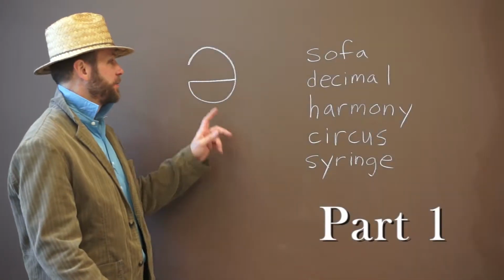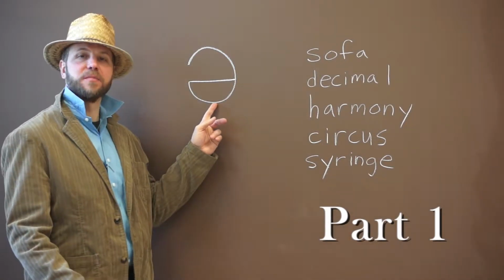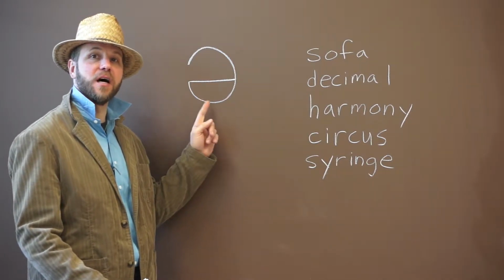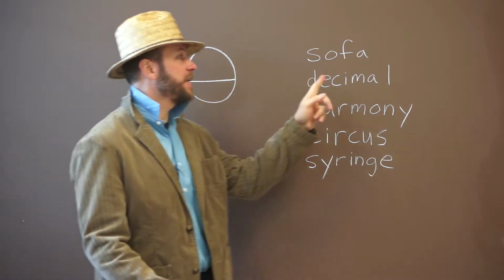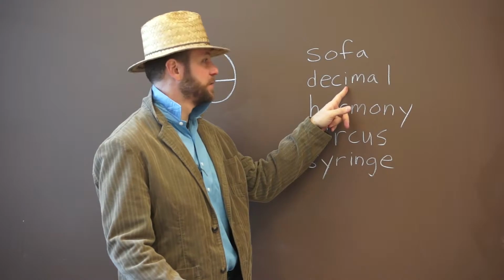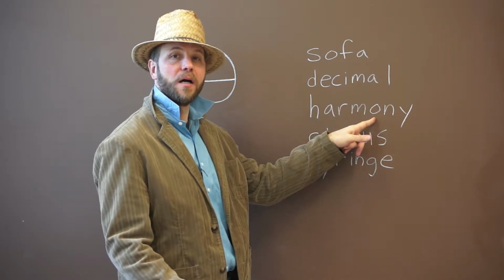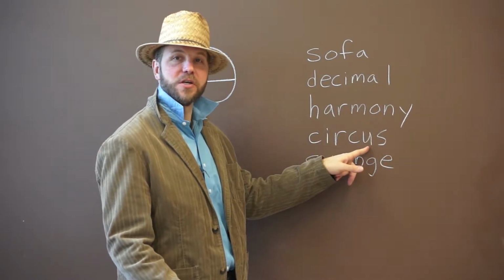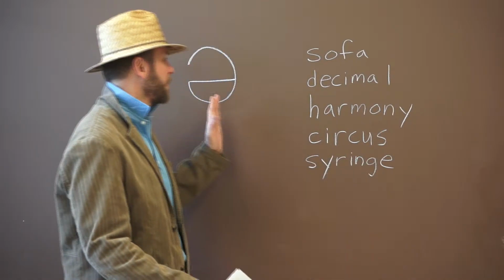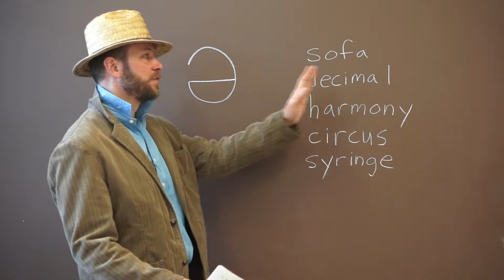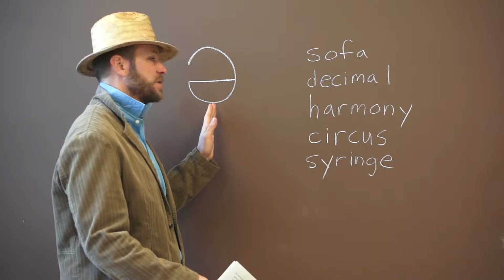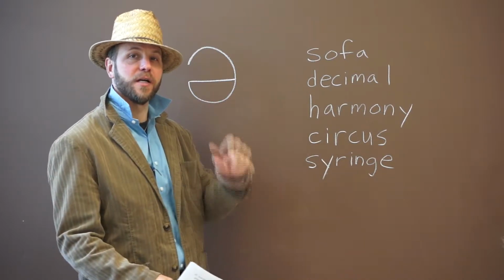This is the Schwa. It's an international phonetic symbol that represents one phonetic sound, and the sound it represents is "uh." It's like the A in sofa, or the I in decimal. O, harmony. U, circus. Y, syringe. But we will not be using the symbol for spelling reform and to change the spelling of these words, but we'll be using the symbol as an agglutinator to create new words.